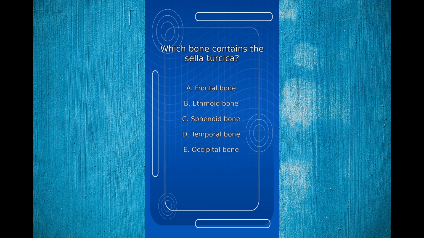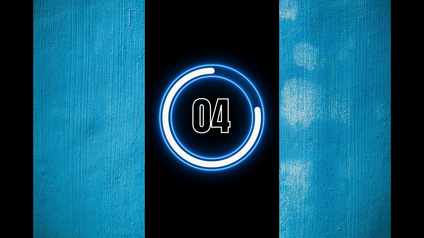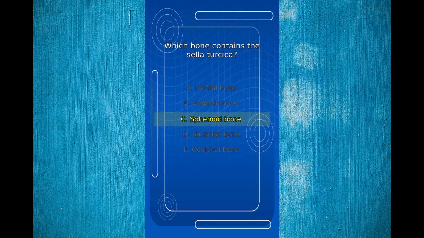Which bone contains the sella turcica? The correct answer is C. Sphenoid bone. The sella turcica, which houses the pituitary gland, is a depression in the sphenoid bone.